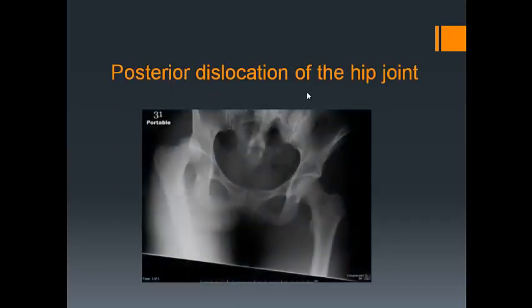So on an x-ray, this is what a posterior dislocation of the hip joint would look like, okay? On this side here, you can see the acetabulum and the femur are obviously normal, okay? But here you can see how the head of the femur has been displaced from the acetabulum and it's pushed towards the back. Okay, so this is what a posterior hip dislocation looks like on an x-ray.